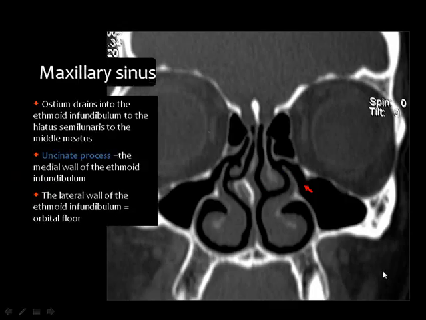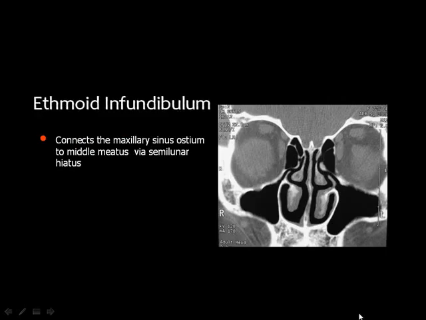And these arrows point to the pathway of the osteomeatal unit, where you can see the site or the possible site of the maxillary antrum ostium and the ethmoidal infundibulum. This is the hiatus semilunaris, and here the middle nasal fossa. Then here you can see the maxillary sinus on both sides.